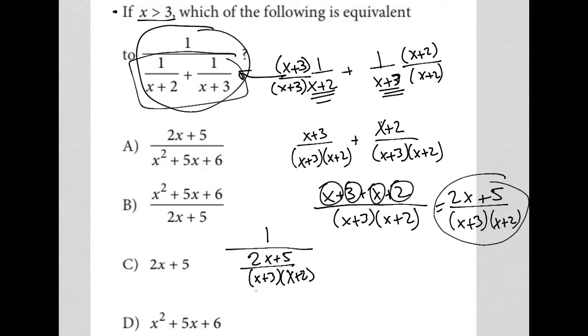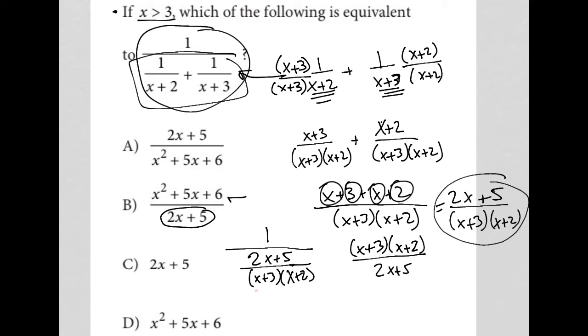Because I can just flip this over and say, well, 1 over this is the same as just having x plus 3 times x plus 2 over 2x plus 5, okay? So then I don't see that as an answer, but what I do see is a 2x plus 5 in the denominator for choice B, which means I'm pretty certain that's the right answer.